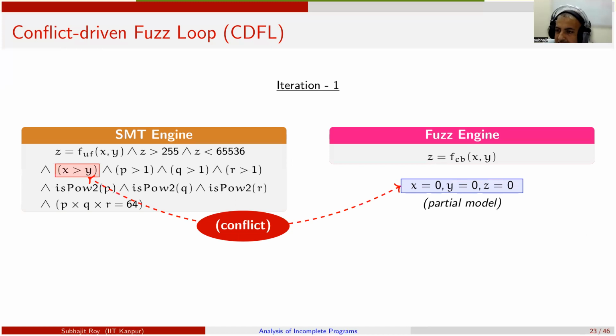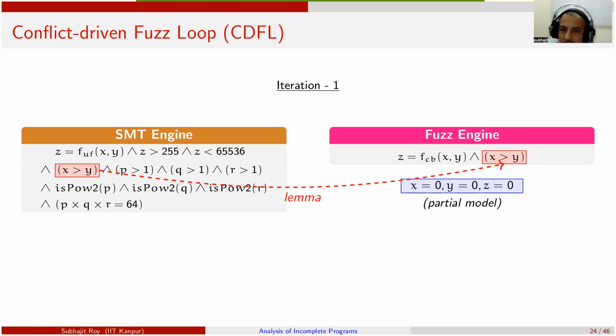Now we see that we get a conflict because the SMT engine must ensure that x is greater than y, but in this case, of course, x is not greater than y. So we get a conflict. And this makes us realize that this particular term was perhaps important for CB reasoning as well. So now we pull this construct back into the fuzz engine, and we say, can you give me a different partial assignment, knowing that x must be greater than y.